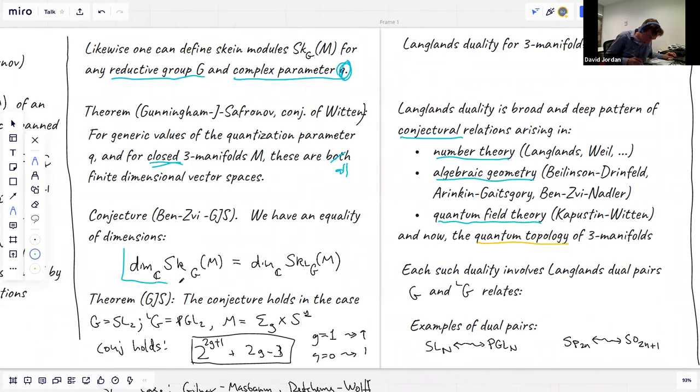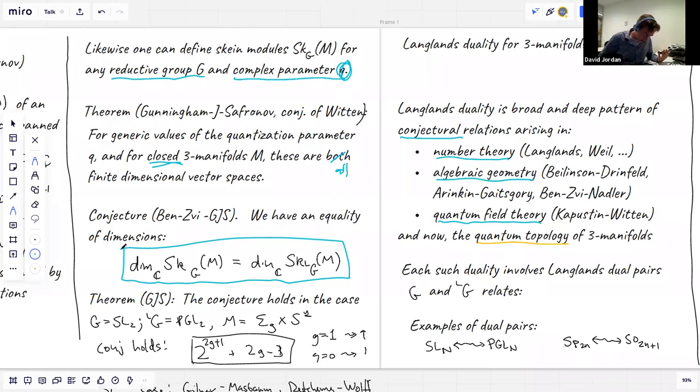I made this point throughout the talk of saying how Langlands duality really is expected to relate things that are of a very different flavor, automorphic on one side and spectral on the other side. And yet the conjecture that I called Langlands duality actually relates two things of the same type, the skein module for G and the very same skein module, but for the Langlands dual.